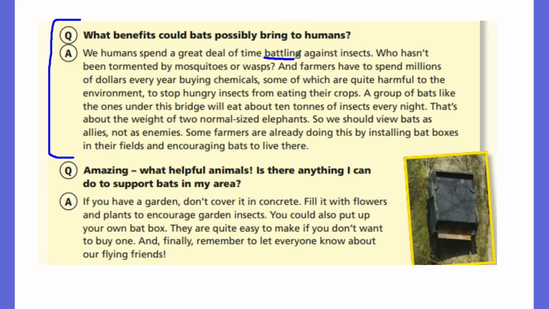We spend a lot of time battling against insects. We've been tormented by mosquitoes or wasps. Farmers spend millions of dollars buying chemicals quite harmful to the environment to stop the hungry insects eating crops. So we've already got quite a lot of evidence to suggest that these insects are pests, that we have to battle with them all the time. We get bitten by them or stung by them. They eat the farmers' crops. So what 2 reasons could we give?